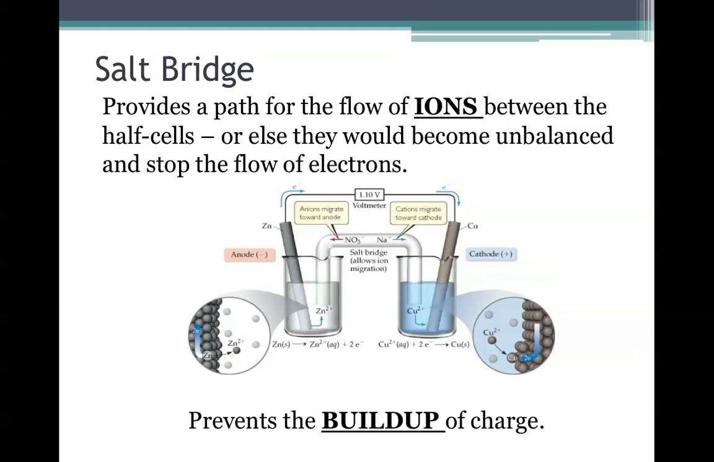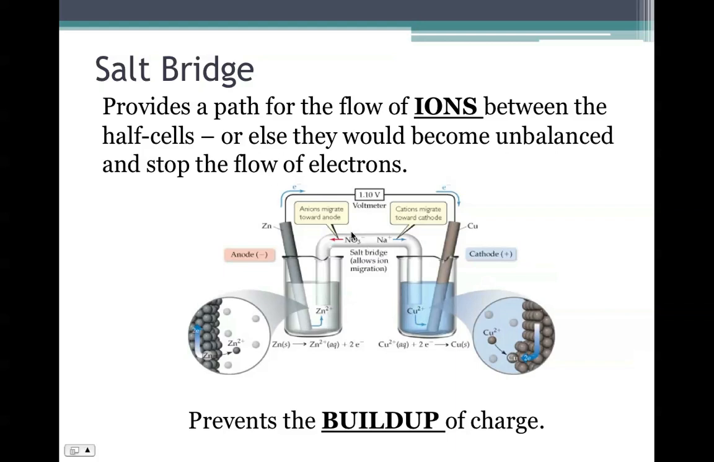Now the salt bridge, which you might have noticed in the diagram, is a crucial part of a voltaic cell that provides a path for the flow of ions, not electrons, but ions, between the two half cells. Or else these half cells would become unbalanced and stop the flow of electrons, thus not having electricity generated. So this prevents a buildup of charge. Now take a look at the two half cells. On the anode side, on the left, a positive charge is building up because those positive zinc ions are getting put into solution.